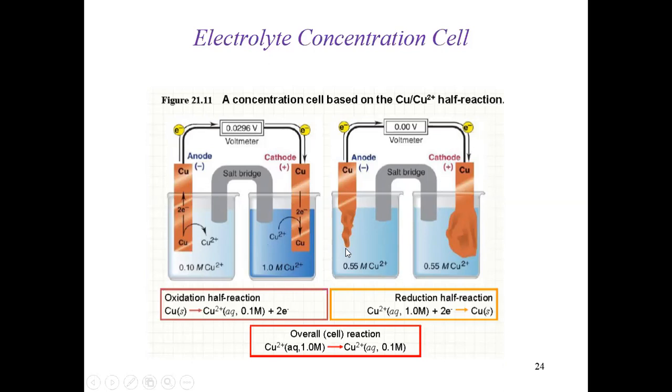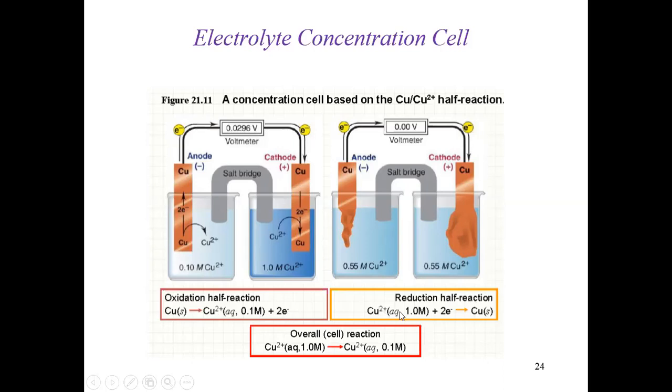concentrations of the copper ions are equal, which is 0.55 molar in copper 2 plus, and at that time the signal will be 0.00, because right now it is a totally reversible cell. All right, so you can write the oxidation reaction occurring in the left side: copper going to copper 2 plus of 0.1 molar concentration, a 2 electron oxidation.